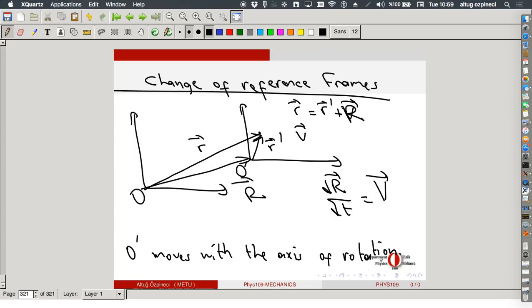And we also know that r is nothing but r prime plus capital R. So v is the velocity that you observe of a point, and v prime is the velocity that I observe, plus capital V, which is the velocity of the center of mass. So this is how we would calculate the velocity of a point on our rigid body. This is the velocity of the point on the rigid body relative to the axis of rotation. This is the velocity of the axis of rotation. This is the velocity relative to the observer.